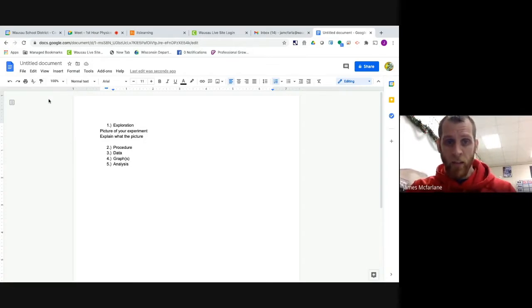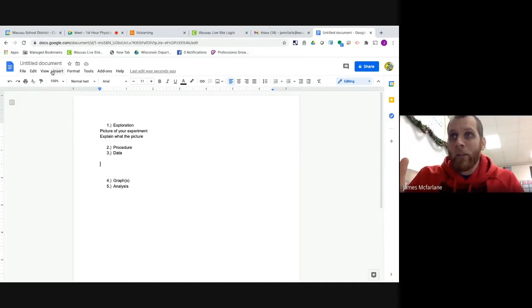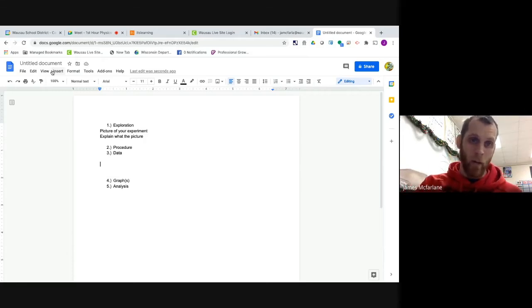So obviously, you'll take a picture of your experiment, and you'll have your data. For your data table, I'm going to do a real simple one. I'm just going to do mass and volume. I'm going to say, how does the volume affect the mass of an object? If I have more volume of something, how does that affect the mass? Or how does the density affect these two things?